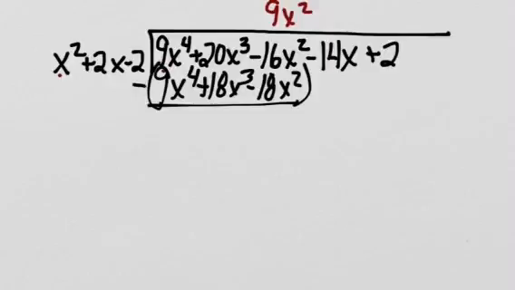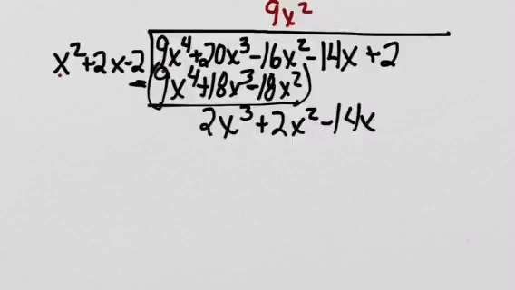So 9x to the fourth minus 9x to the fourth disappears. 20x cubed minus 18x cubed is 2x cubed. Watch your signs. This double negative here and here becomes a positive, so that gives us 2x squared when we combine those. Bring down your next term and start the process over.